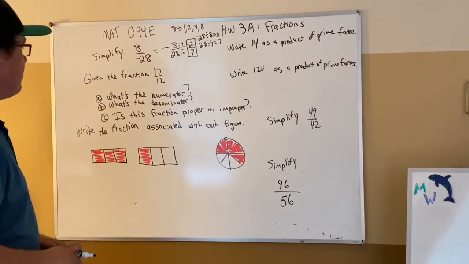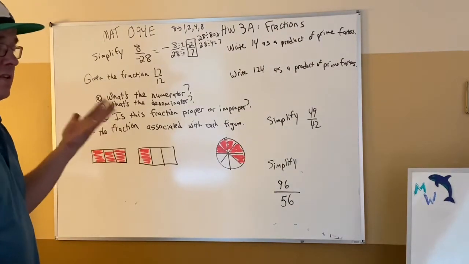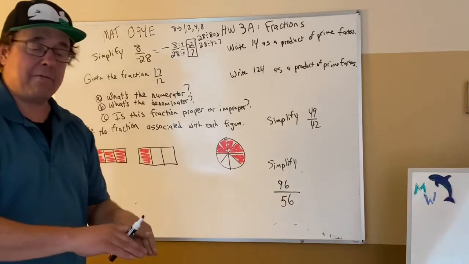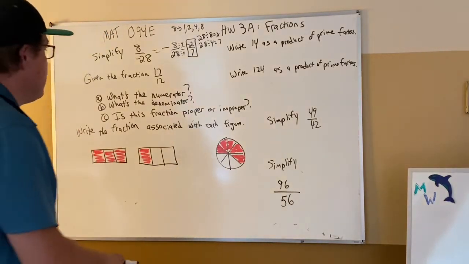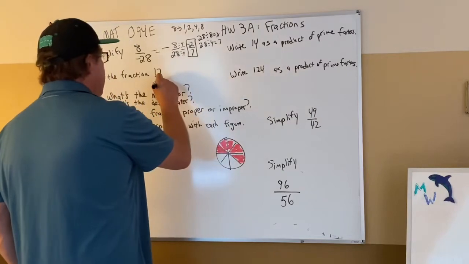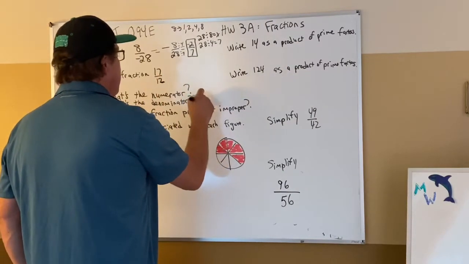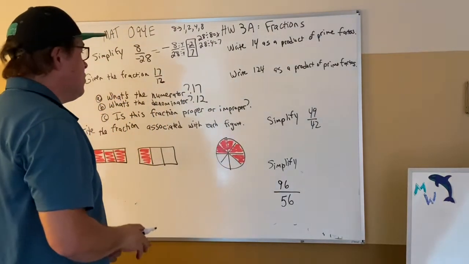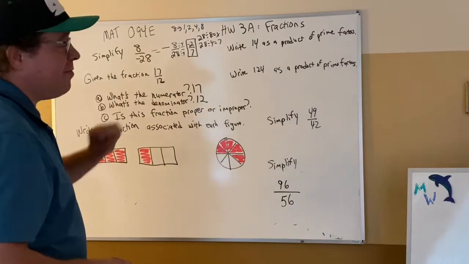Given the fraction 17 over 12, we need to know the numerator is the top and the denominator tells you what kind of fraction you have, in the bottom. So the denominator is this 12 right here. My numerator will be 17. I have 17 where 12 makes a whole. This means I have more than a full number.